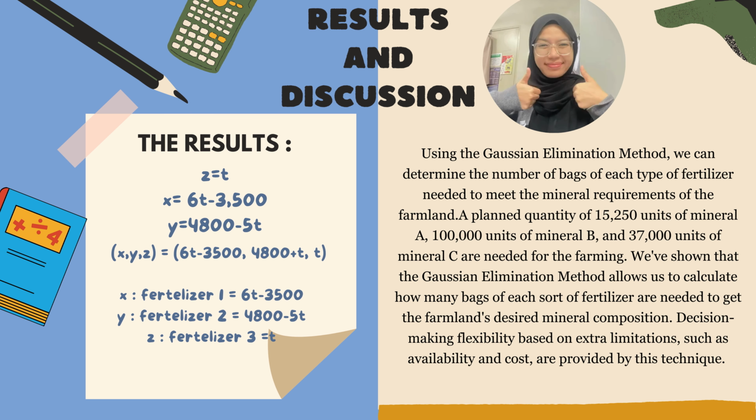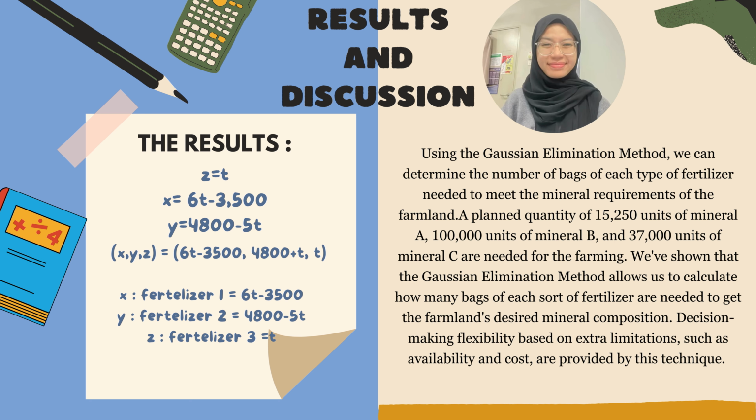By using the Gauss-Jordan elimination method, we can determine the number of bags of each type of fertilizer needed to meet the mineral requirement of the farmland. A planned quantity of 15,250 units of mineral A, 100,000 units of mineral B, and 37,000 units of mineral C are needed for the farming. We have shown that the Gauss-Jordan elimination method allows us to calculate how many bags of each sort of fertilizer are needed to get the farmland's desired mineral composition. Decision-making flexibility based on extra limitations such as availability and cost is provided by this technique.